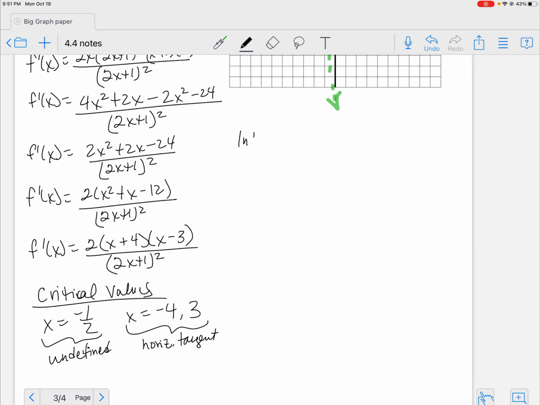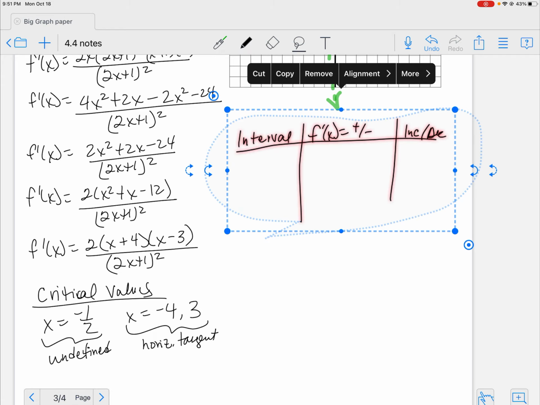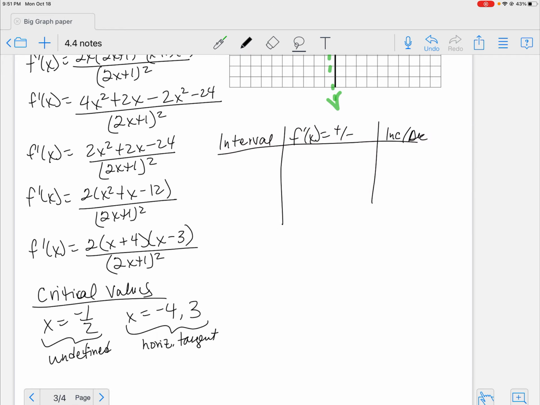So we have our interval. I've got my first derivative is either positive or negative, and that's going to tell me increasing or decreasing. So I'm going to scoot this over just a tad. Now from negative infinity, what's the smallest number? Negative 4. Negative 4 to negative 1/2. Negative 1/2 to 3. And 3 to infinity.